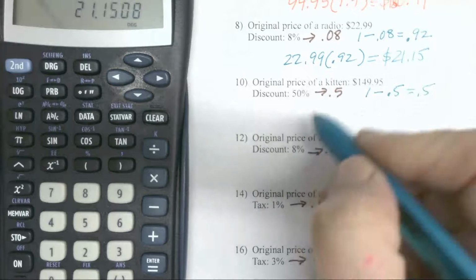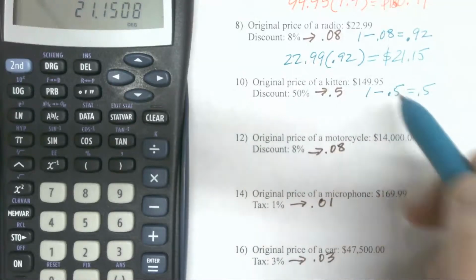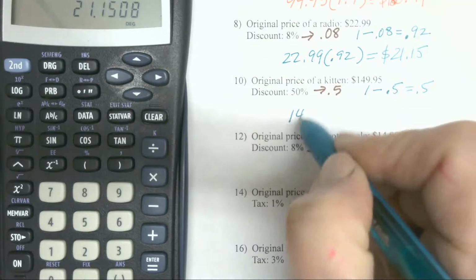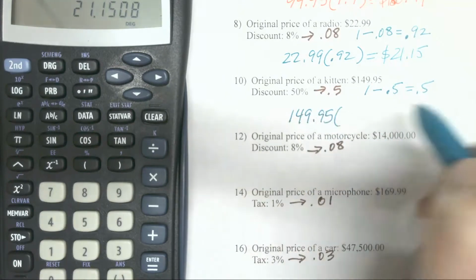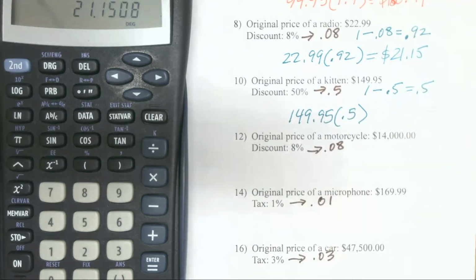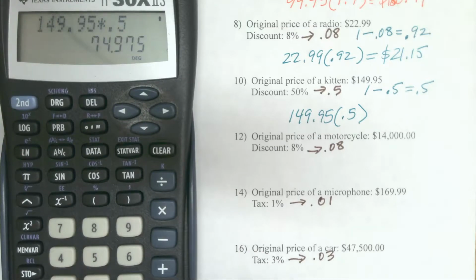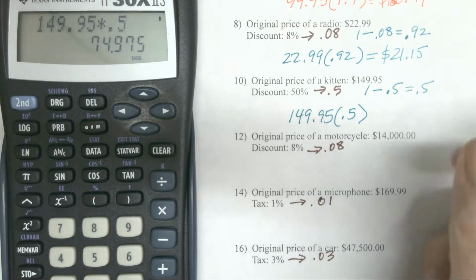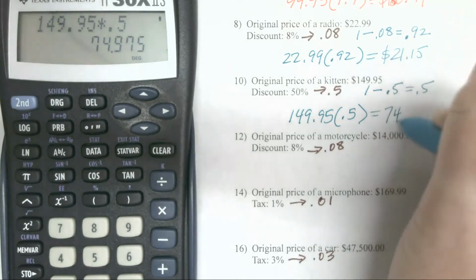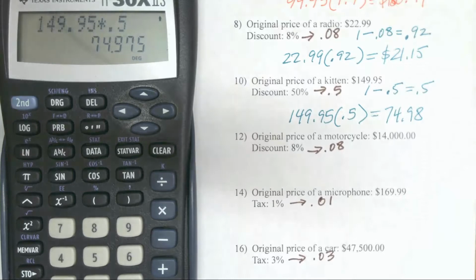So I am going to get this kitten, which is $149.95, and they're trying to get rid of it, clean up their stock, so they're going to give it to me at 50% off. So I'm going to only pay half the price. Which means I'll pay $74.98. Don't forget, when it's money, you're rounding to 2 decimal places, and that's it.